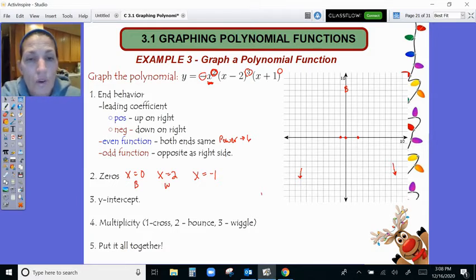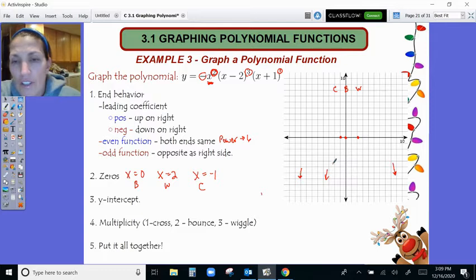So I'm going to put a W underneath here, and I'm going to go over here to my positive 2, and I'm going to put a wiggle above it, so I know it's going to wiggle. At -1, I have a power of 1, so I know that's just going to cross. So I'm going to put a cross above my -1. Now I just have to put them all together. We know our y-intercept is at 0.